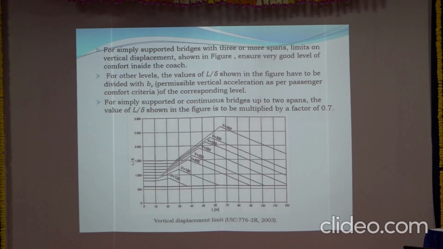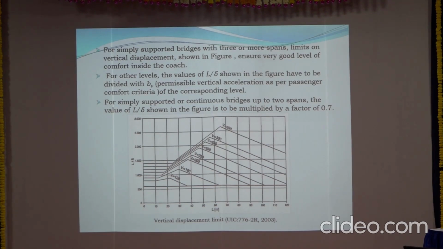Next. For simply supported bridges with 3 or more spans, the limits on vertical displacement shown in the figure ensure a very good level of comfort inside the coach. This graph is for the very good level of comfort, that is 1.0, as in the preceding slide. For that, this template has been developed. Next is for other levels. The values of L by delta are shown on the y-axis, and speed is shown on the x-axis.